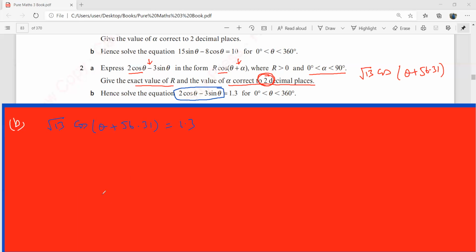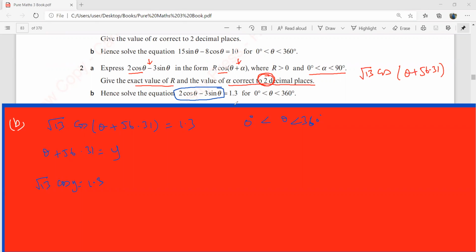Now, when you have been given your theta between 0 and 360 degrees, you see you have got a composite angle over here, so you have to handle this. Some people do that mentally, but if you are not that strong mentally, you can just assume, let theta plus 56.31 be equal to y. Don't put that equal to alpha, because alpha has already been used here. So this becomes root 13 cos y, that is equal to 1.3.